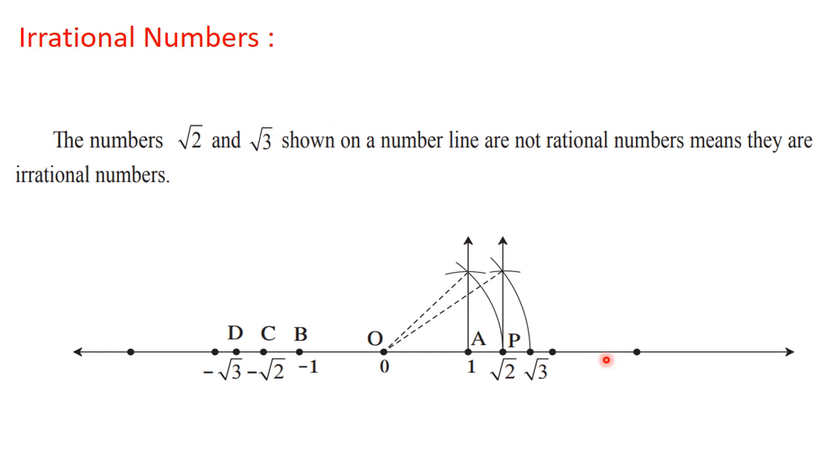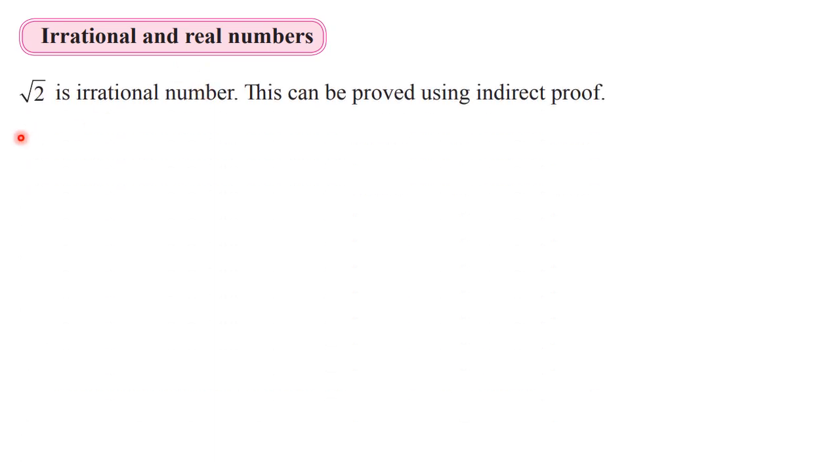Now let us study more about irrational numbers. Just now we have seen that root 2 is an irrational number. So why is this root 2 irrational? Why is it not rational? So let us see about that. Now we will see the relationship between irrational numbers and real numbers. For that purpose, we will take the example of root 2. Root 2 is an irrational number and we have to prove this. This proof is given in your textbook. You can see this proof in the textbook. So there is no need to write it.